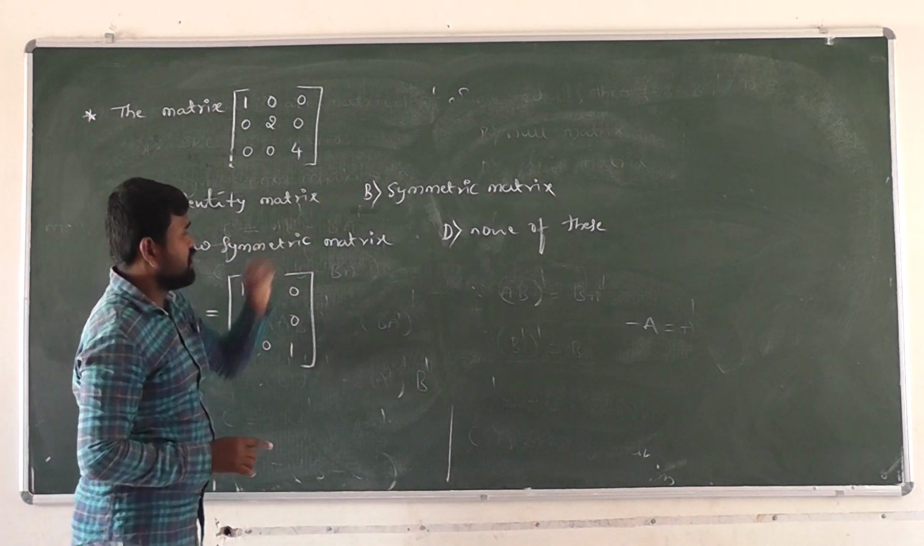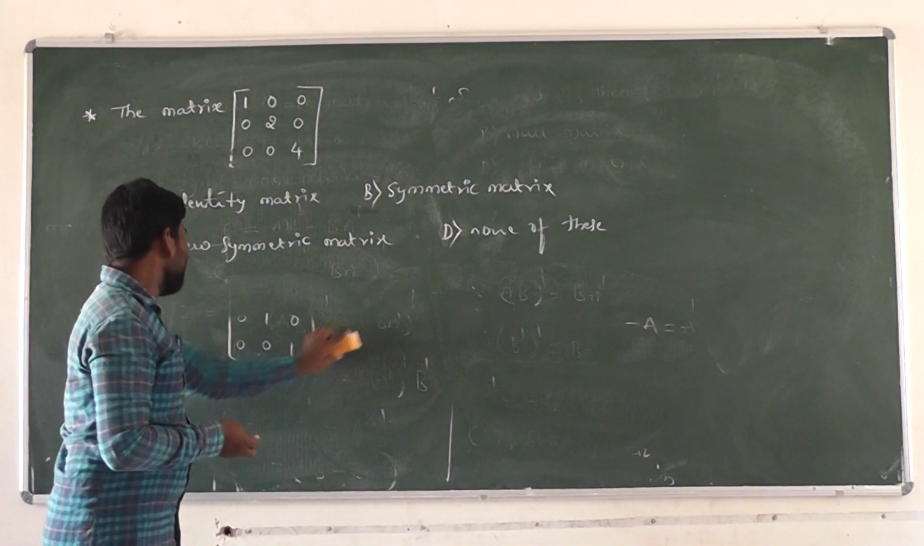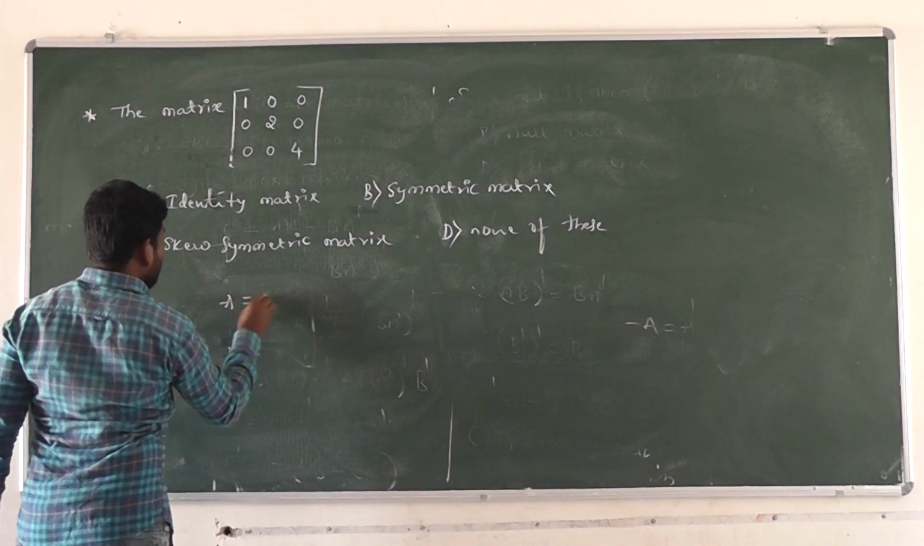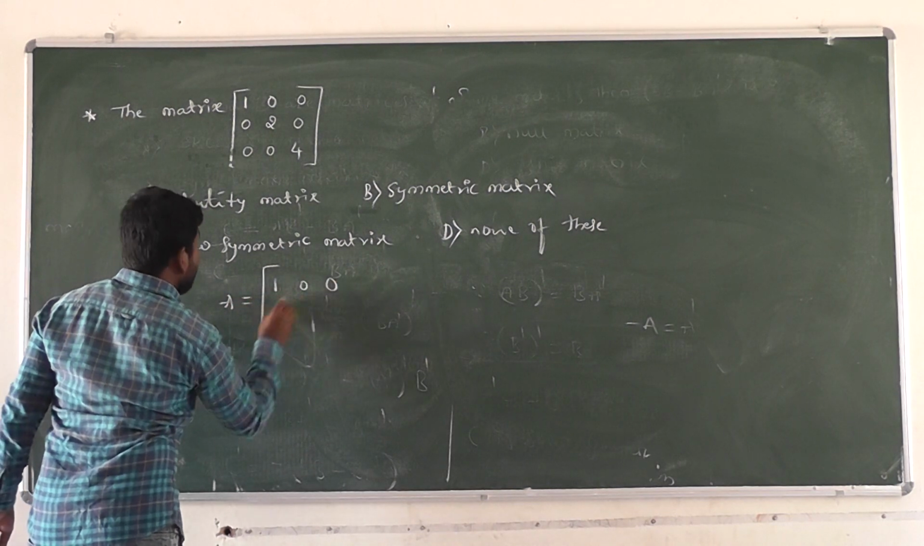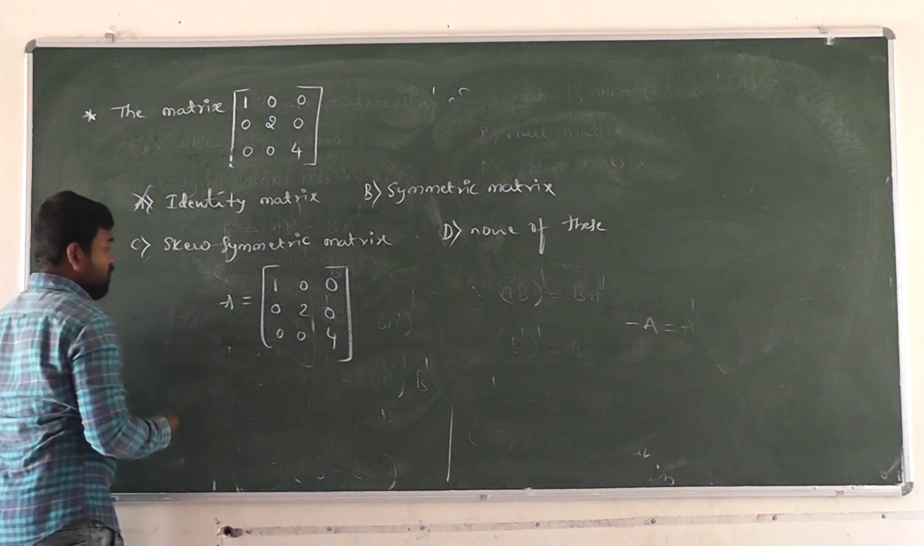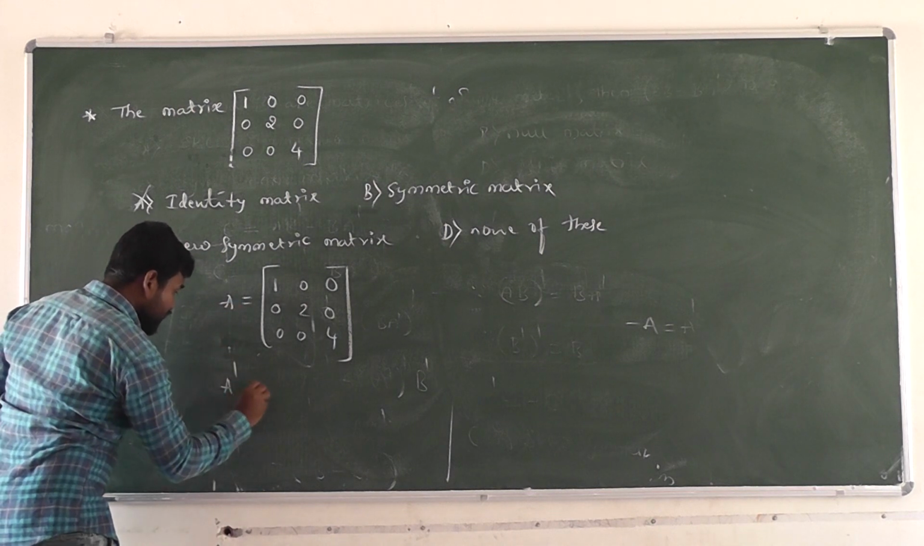Next one, symmetric matrix. What is meant by symmetric matrix? The condition is A equal to A transpose. We consider the matrix A given here, which is 1 0 0, 2 0 0, 0 0 4. Then the symmetric matrix condition is A equal to A transpose, so we have to find out the A transpose here.